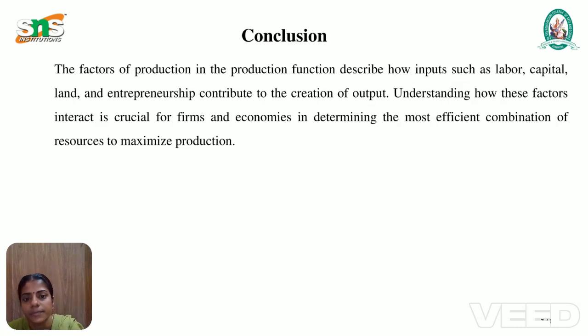The conclusion is that the factors of production in the production function describe how inputs such as labor, capital, land, and entrepreneurship contribute to the creation of output. Understanding how these factors influence production helps in determining the most efficient combination of resources to maximize production.